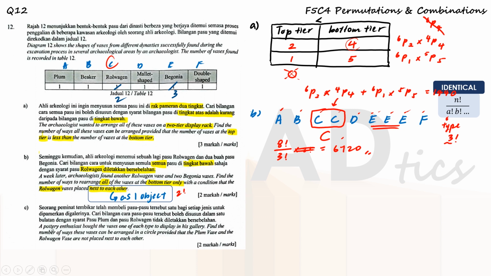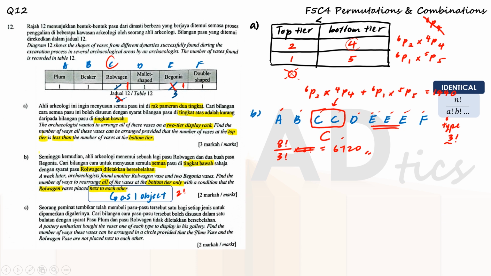Alright, so for part C, this enthusiast bought one of each type. So now it goes back to the same arrangement. So here would be 1, here would be 1.